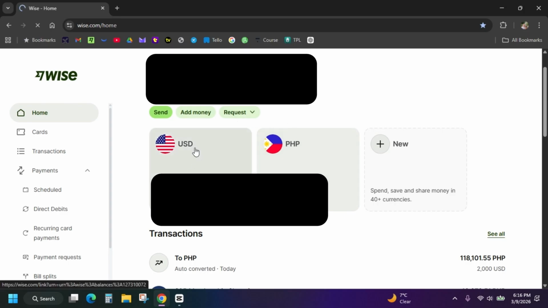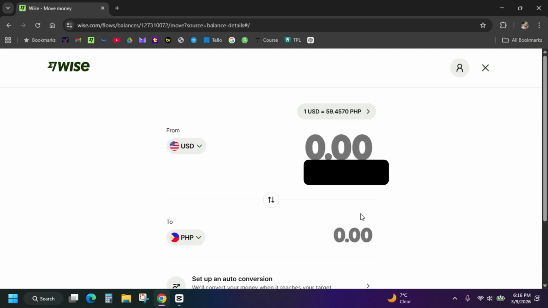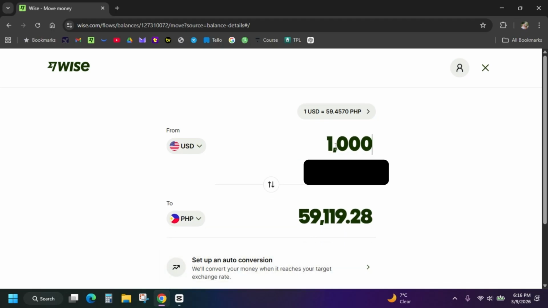So if I go into my USD here, I can hit convert, and then I can convert USD dollars into any other denomination I want. So if I want to move 1,000 USD over to pesos right now with the exchange rate at 59.457, which is absolutely the highest it's been, I can get 59,119 pesos for that 1,000.